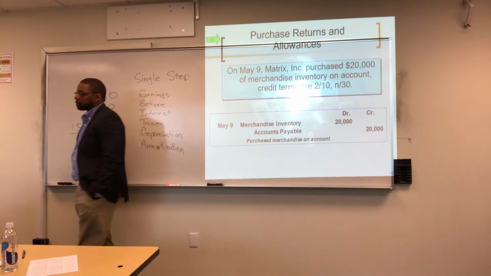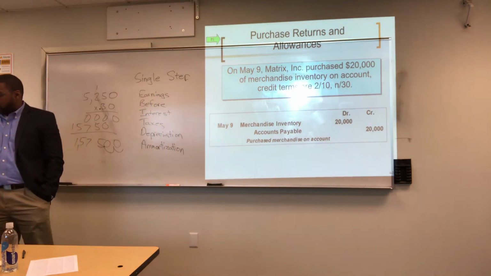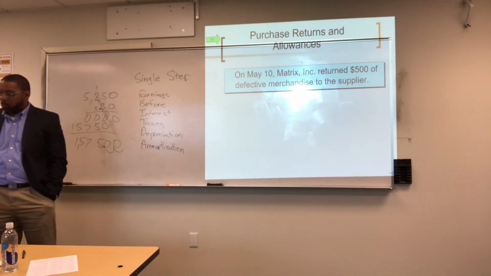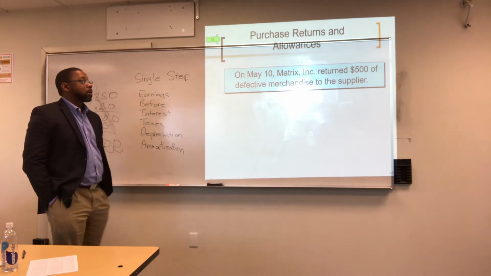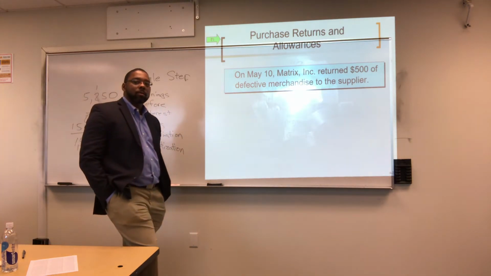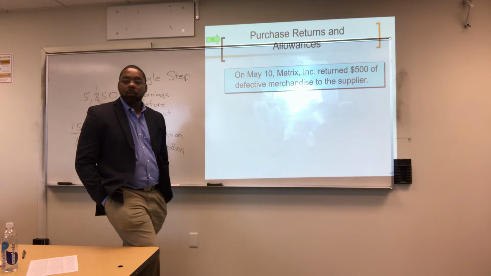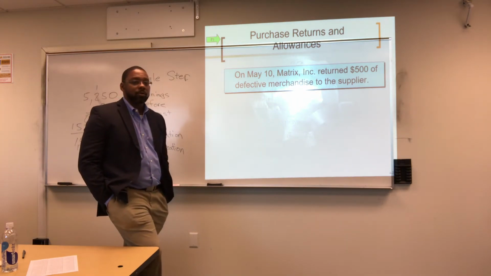Everyone with me? Let's say on May 10th, they return $500 of defective merchandise. What's going to be our journal transaction? Debit what, credit what?